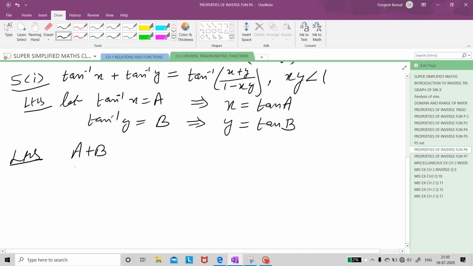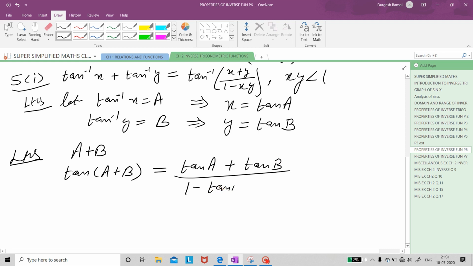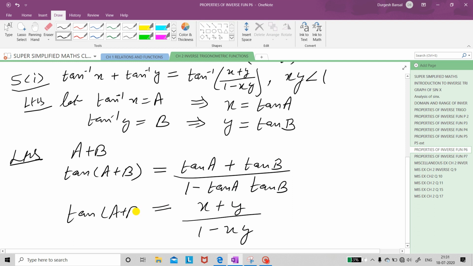Now we take the value of tan of a plus b, which is equal to tan a plus tan b upon 1 minus tan a tan b, using the trigonometric formulas we have done in class 11. Now we can substitute back tan a as x and tan b as y, and we get tan of a plus b is equal to x plus y upon 1 minus xy.